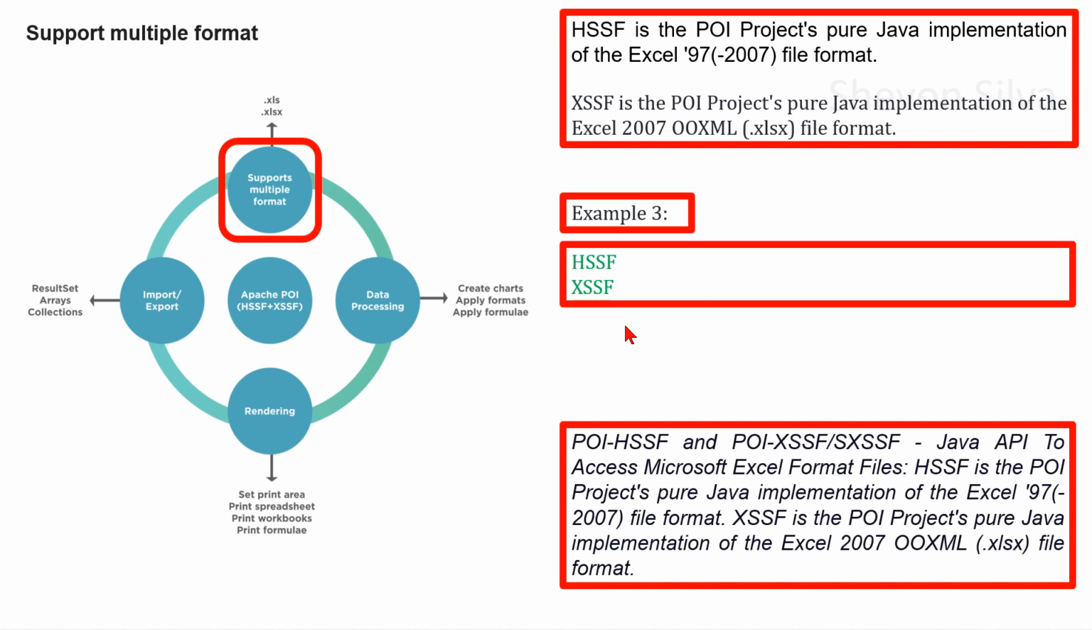Also, please be aware that as the newer XSSF supported Excel 2007 OOXML .xlsx files are XML based, the memory footprint for processing them is higher than for the older HSSF supported XLS binary files.